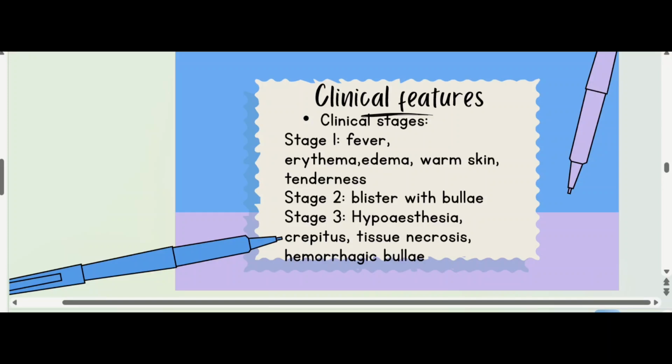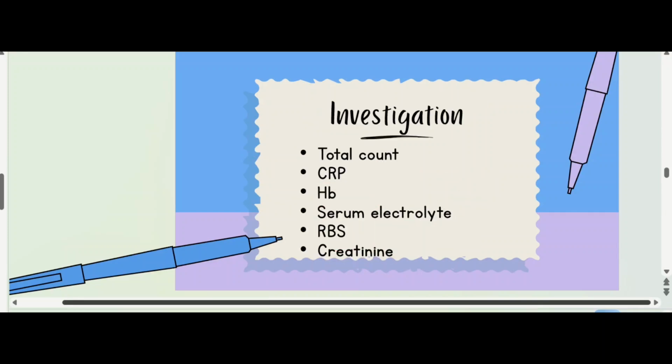Now there are certain clinical stages. We can divide the clinical features into 3 stages. Stage 1 is when the patient will complain of fever, and will have erythema, edema, warm skin, and tenderness. The second stage is the stage of blisters with bulla formation. And lastly, the area will be hypoesthetic or have no sensation at all. Crepitus will be present, tissue necrosis, and hemorrhagic bulla are seen. So these are the 3 stages of necrotizing fasciitis.